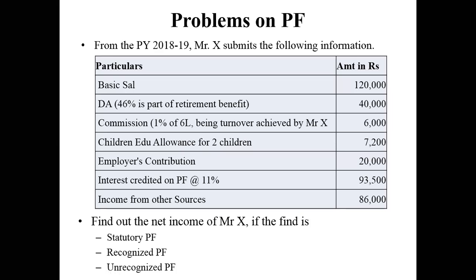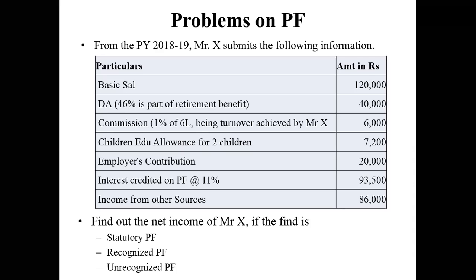Now, let us come back to the problem. Here it is very clearly told to us that interest is credited on PF at 11%. So 11 is definitely greater than 9.5%. By how much is it greater? It is greater by 1.5%. Now, how do I get this 1.5%? 11% minus 9.5%. When you do this, the answer comes to 1.5%, which means that he is receiving an extra 1.5% of interest, and that amount has to be taxable.